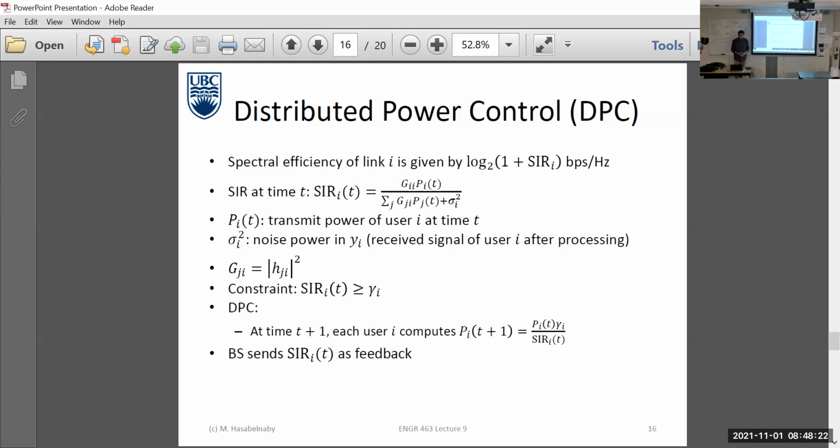And we will iterate until we make this ratio equal 1. If this ratio equals 1, it means that your achievable signal to interference ratio at time t is equal to the required signal to interference ratio.